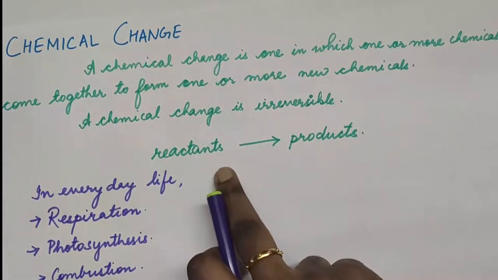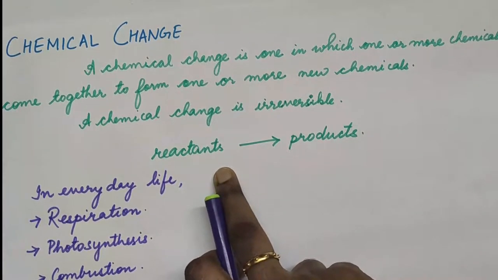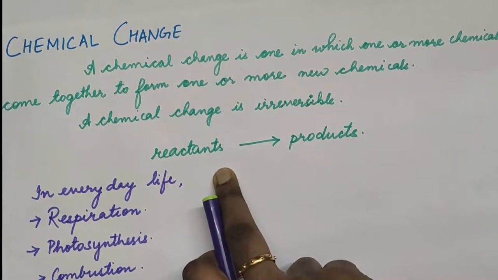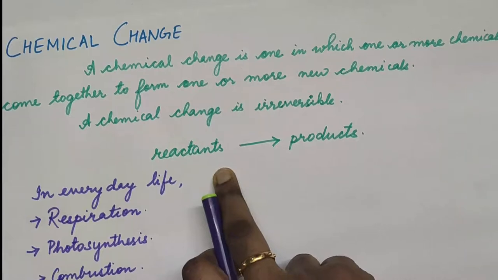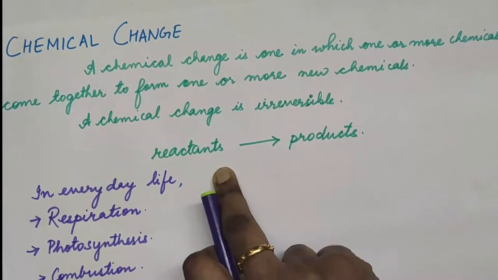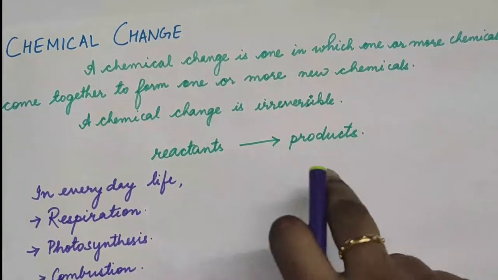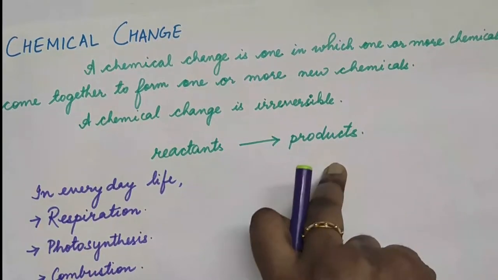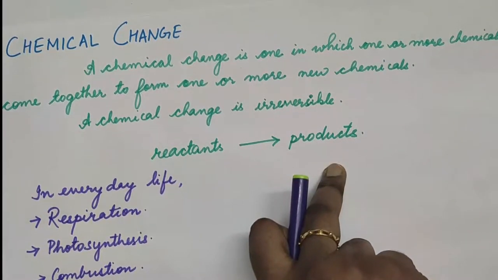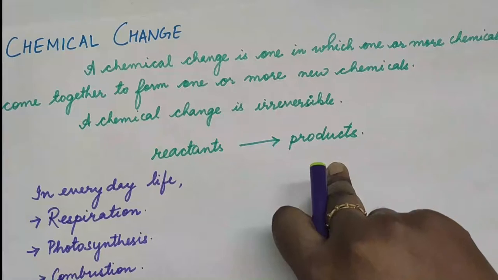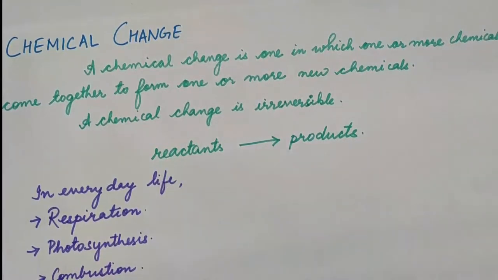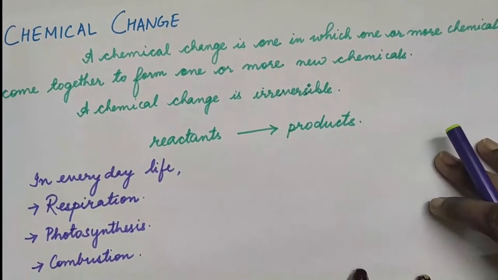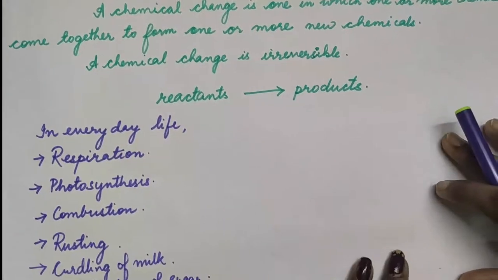And you also know that the reactants are the things which take part in a chemical reaction, the starting chemicals, and the finished product, the final output of a chemical reaction, is called the product. So in day-to-day life, you will see different kinds of reactions which are actually chemical reactions.